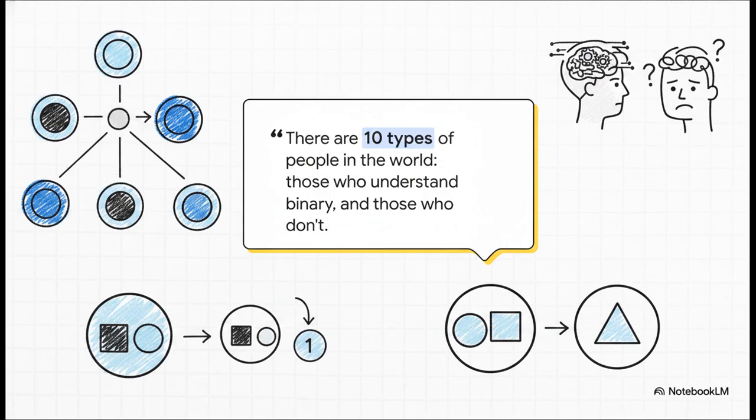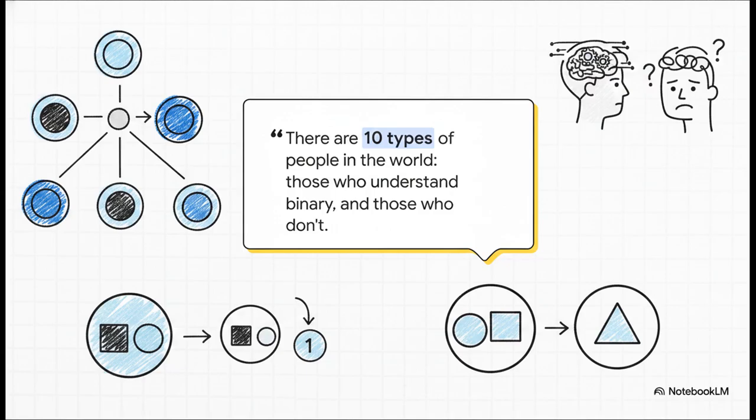Actually, before we flip this process around and reverse the math, let's take a quick mental breather with a classic computer science joke. It goes, there are 10 types of people in the world, those who understand binary and those who don't. Okay, now that you know the basics, this is actually hilarious.